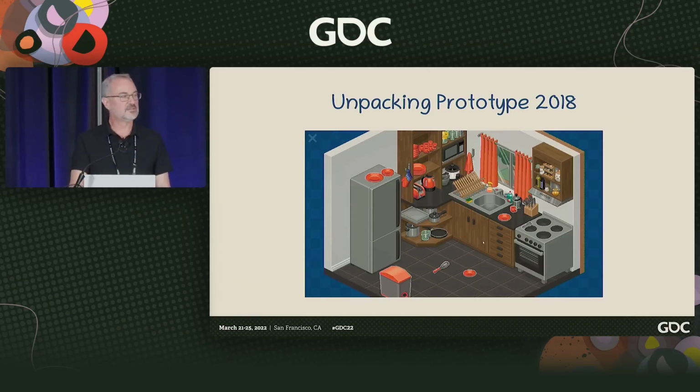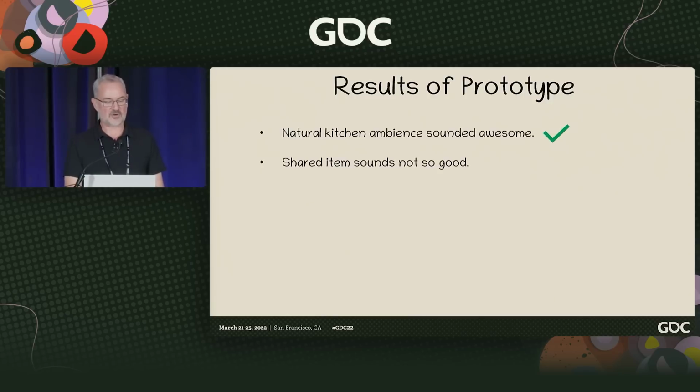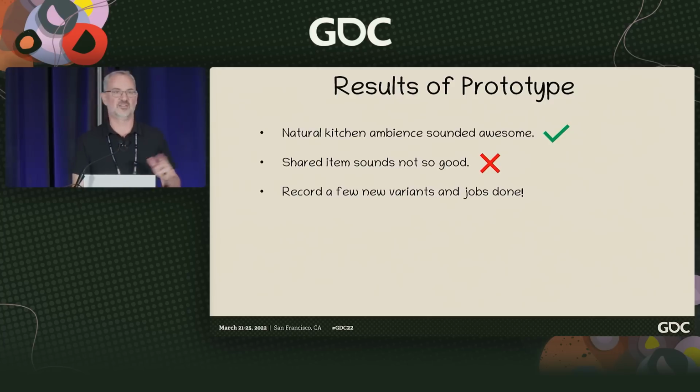So at this point, I thought this was going to be an easy project. I'll bang this out in a couple months by myself. I assume, underestimation, right? So the results of that prototype, these were my takeaways. The natural kitchen ambience sounded awesome. Shared item sounds didn't sound so good, so I'm going to need to record more. I figured I'd record a few new variants and job's done.